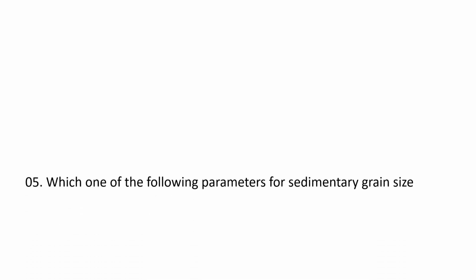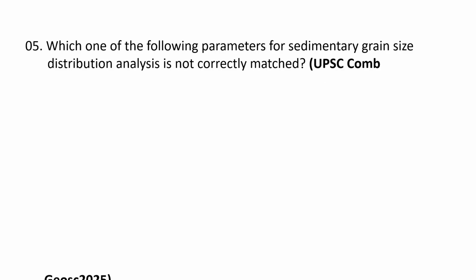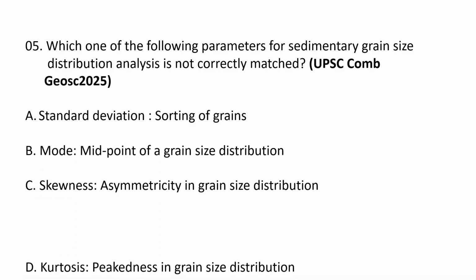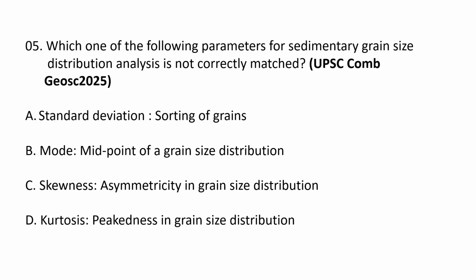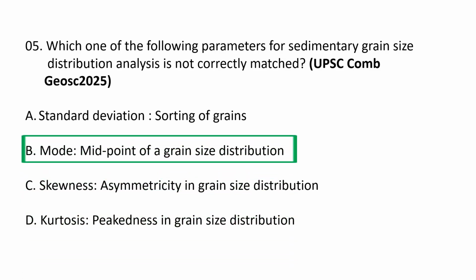Next question. Which of the following parameters for sedimentary grain size distribution analysis is not correctly matched? A. Standard deviation is sorting of grains. B. Mode. It includes midpoint of a grain size distribution. C. Skewness is asymmetry in grain size distribution. And D. Kurtosis is peakedness in grain size distribution. The parameter not correctly matched is B. That is mode. It consists of midpoint of a grain size distribution.